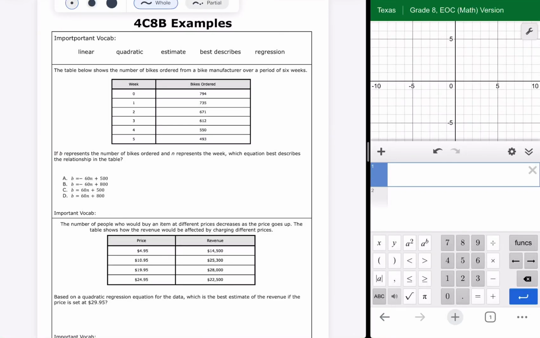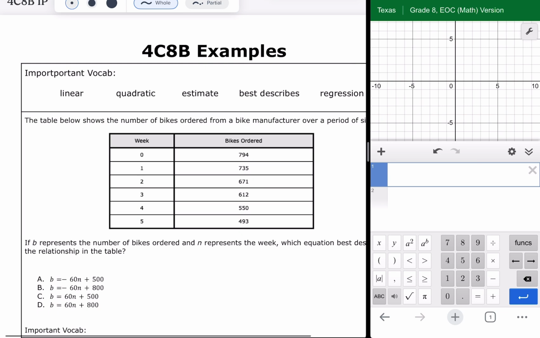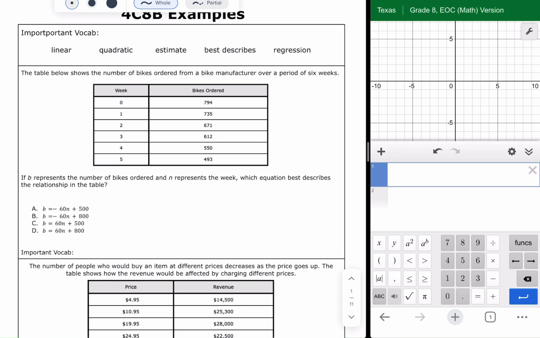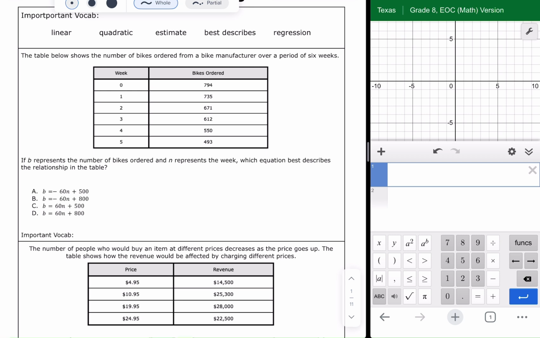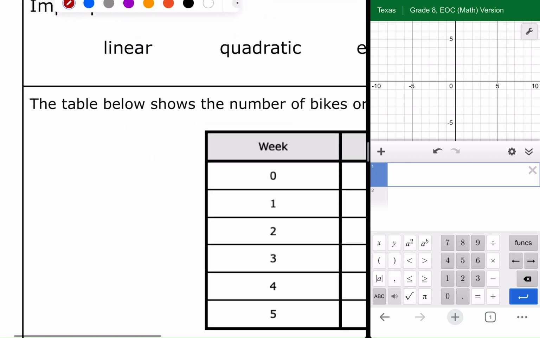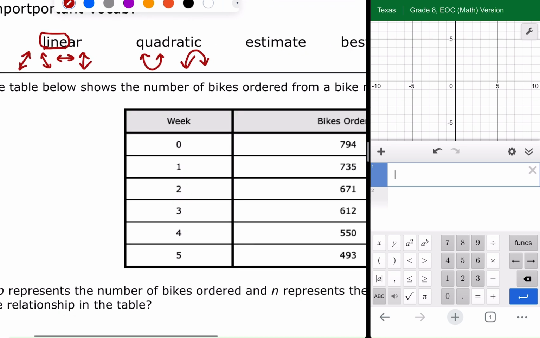All right. So today, we're going to be going over 4C, 8B examples, which I think is writing linear equations and making estimates on the best fit. So what we have here is linear, which is obviously going to be straight lines. Linear, line, line. It has it in the name, line. Okay. Then you have quadratic. Oh, it's both of them, quadratic, which is a U shape. Just kidding, we're dealing with quadratic.